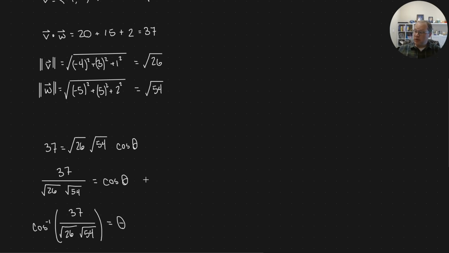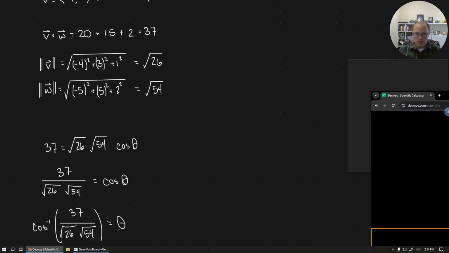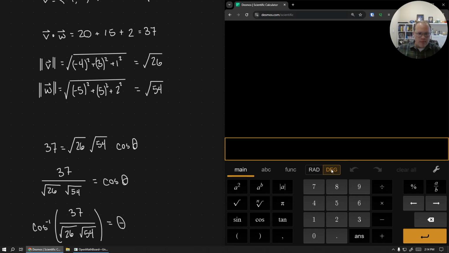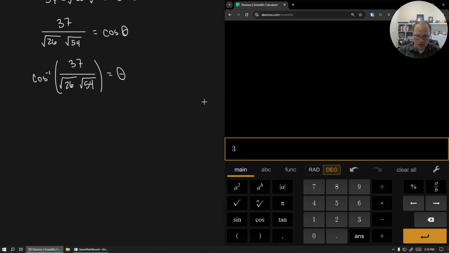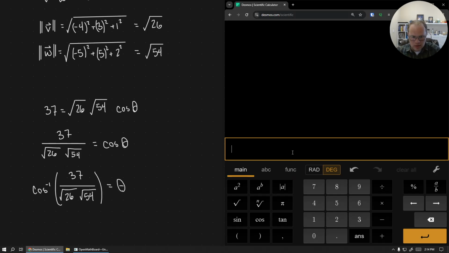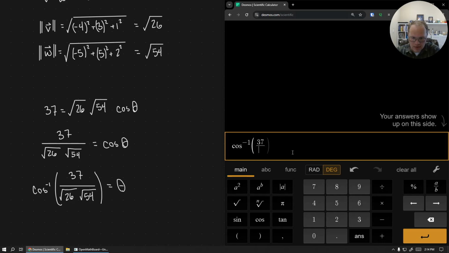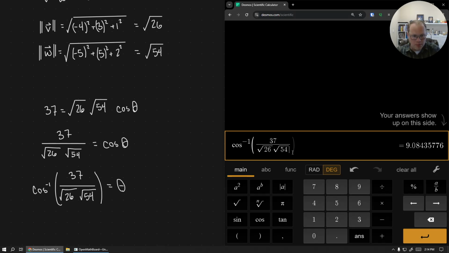Okay, and now it's calculator work. So let's pull in the calculator. Okay, I am in degrees. I want to be in degrees. The original problem, if I show you the original problem, it asks that the angle be in degrees, right? So we want to make sure that we are in degrees. And I'm going to get arc cosine of 37 divided by square root of 26 times square root of 54. You can put both these square roots under the same root if you want. Save you typing a root. It's the same thing.